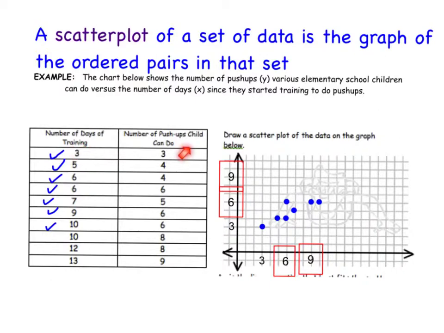of push-ups they could do. And you plot the ordered pairs. So I plotted the first ones for you. So the next one is 10, 8. So you go over 10 up to 8 and you plot your point. 12, 8. So over to 12 up to 8. And 13, 9. So now all of the ordered pairs are plotted and you have your scatter plot.